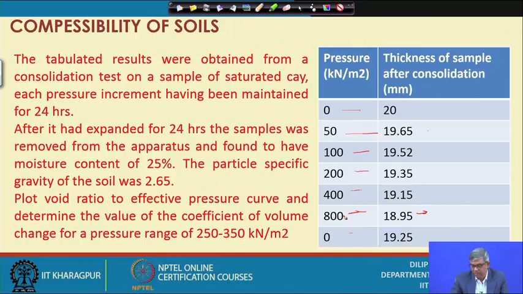So, that means the 800 pressure has this corresponding thickness, the 400 pressure has this thickness, 200 pressure has this thickness, 100 pressure has this, like that we have got. So, we have the expression dH by dP, which can be done in two different ways. That I will show in the next slide.